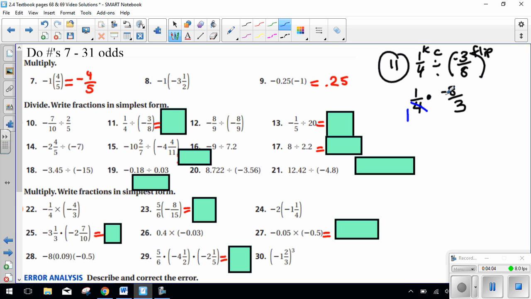So I'm going to cross reduce. 4 divided by 4 is 1. Negative 8 divided by 4 is negative 2. Now I can multiply straight across to get negative 2 over 3.